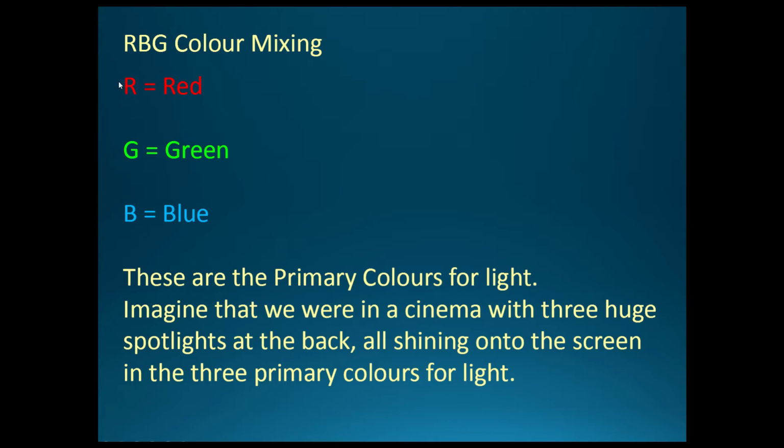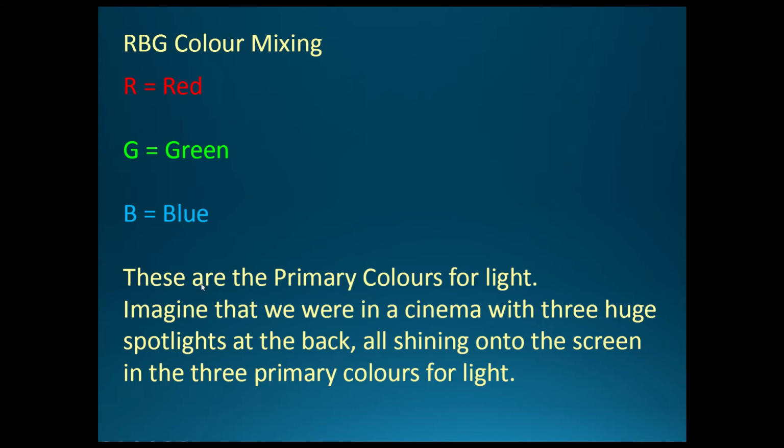An easy way to remember it is that if we think of the colours of a spectrum, red, orange, yellow, green, blue, indigo, violet, they're always in the same order there, RGB. On this model, these are the primary colours for light. Note that that's different to the primary colours for paint, which would be red, yellow and blue.